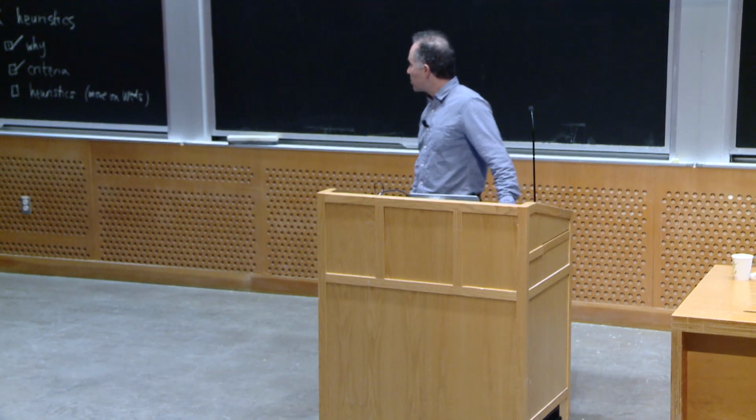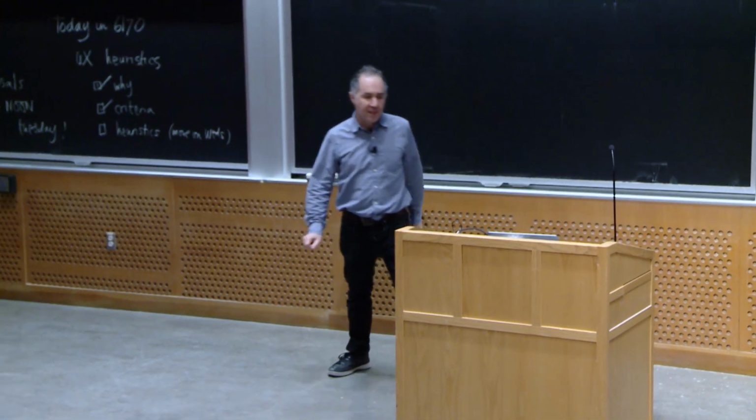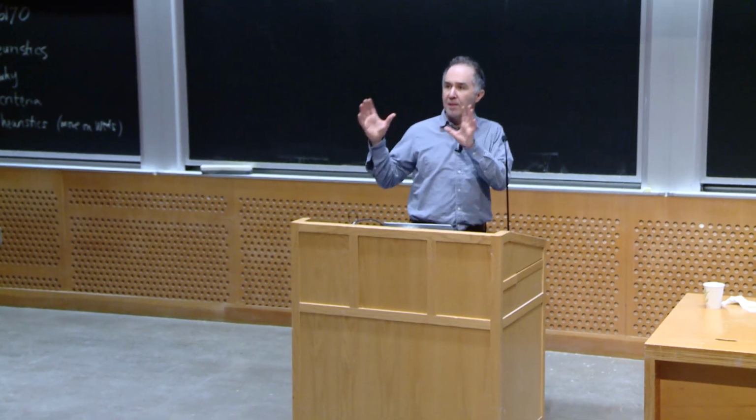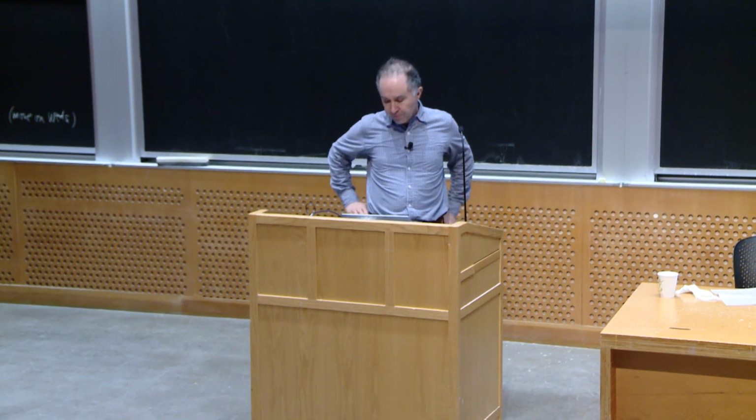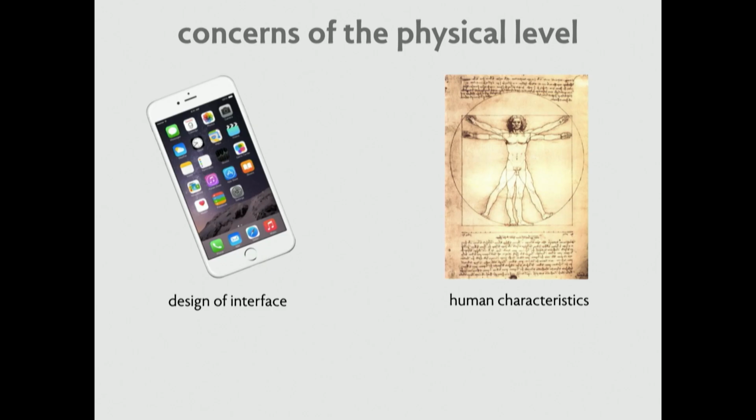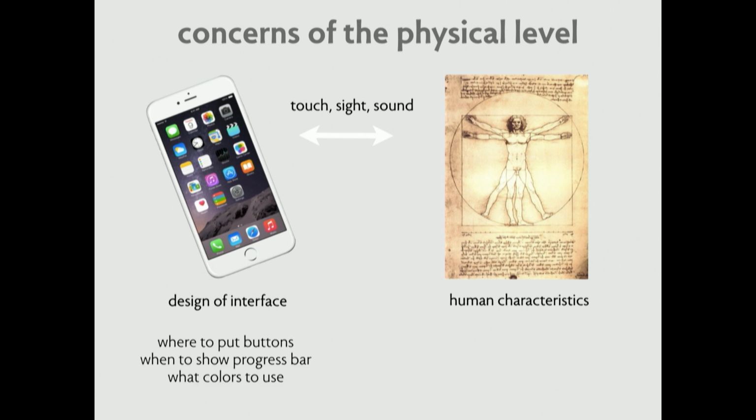Okay, so now we're going to talk about these heuristics, and we're going to go through these heuristics at the different levels, starting with the physical level. And each of these levels has different concerns. So at the physical level, what you're trying to do is map the qualities of your interface to the actual characteristics of a human being, right? So, on the one hand, you've got questions like, where am I going to put buttons? When am I going to show a progress bar? What colors should I use, and so on.